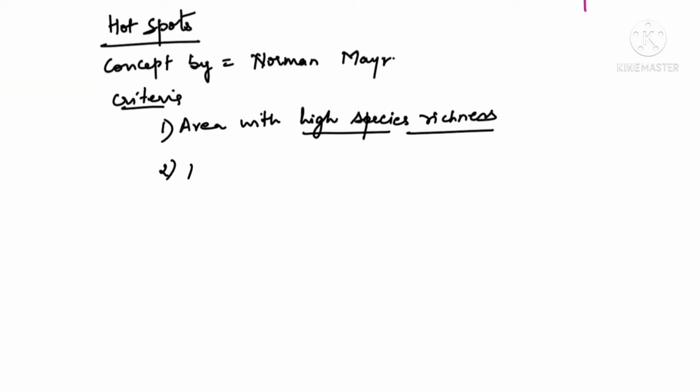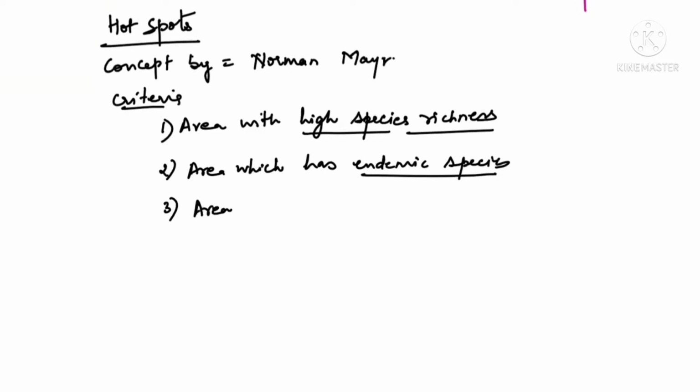Second is the area which has endemic species. Now, what do you mean by endemic species? Endemic species are those species which are found there only and not anywhere else. Then the area which is at high accelerated loss, which has high habitat loss. So you can't save each and every species.